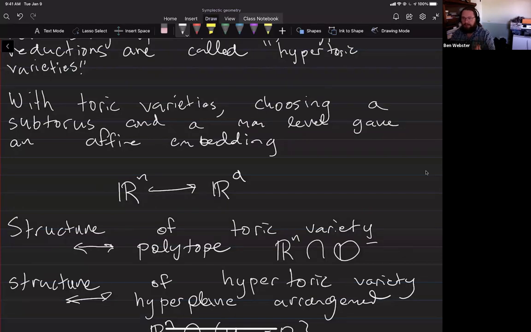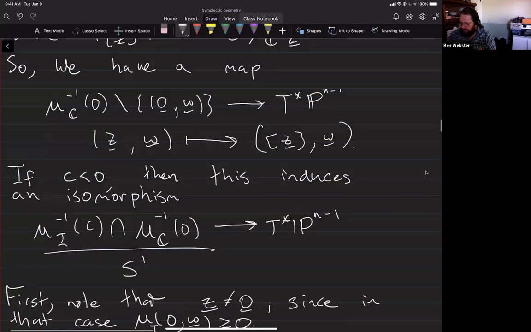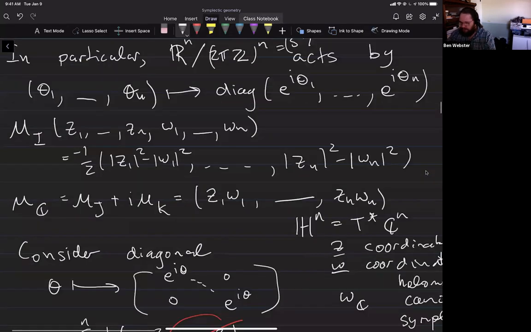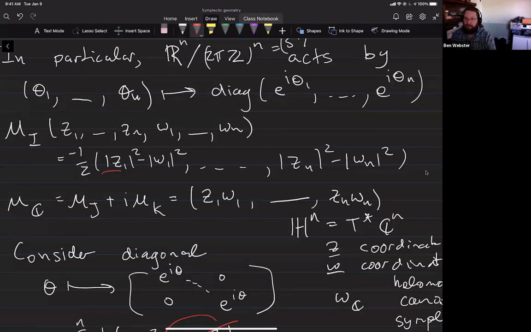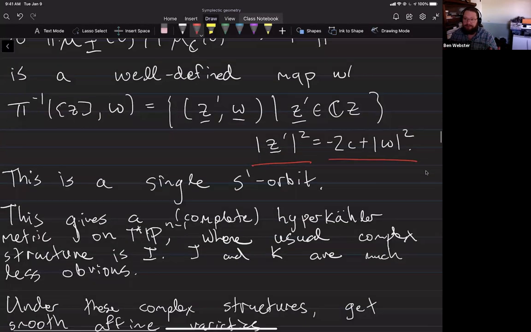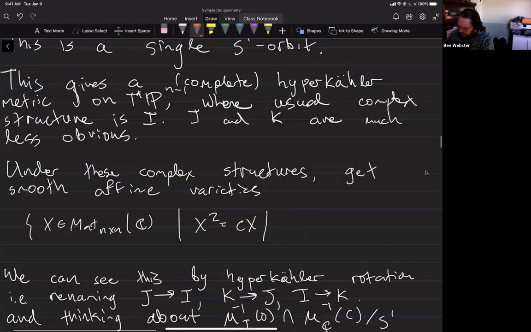Well, now in this hypertoric world, my moment map image, here's my actual formula. There's no reason that this number would be positive. It's the difference of two squares, so it could be positive, it could be negative, it could be either. Similarly here, there's no restriction on what kind of values you can get for this. So suddenly, for H^n, this moment map level, you're seeing the whole space. The moment map image is the whole space.